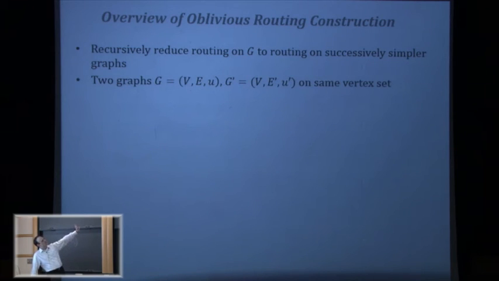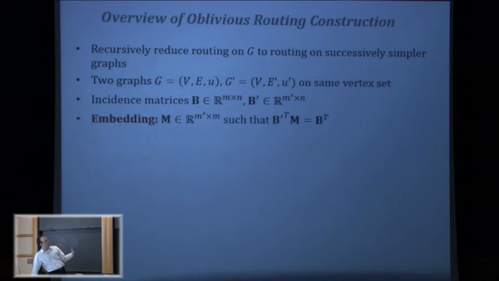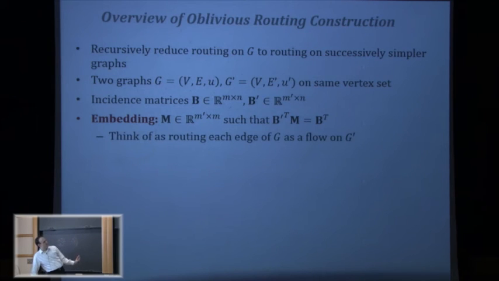For that, we'll need one more definition. Suppose I give you two graphs on the same vertex set. I'm going to talk about how to route one on the other. If I gave you their incidence matrices, then I'll define an embedding M to be an m prime by m matrix, so that B prime transpose M equals B transpose. Unwinding what that means, it says I take every edge of G and I route it on G prime as a flow.